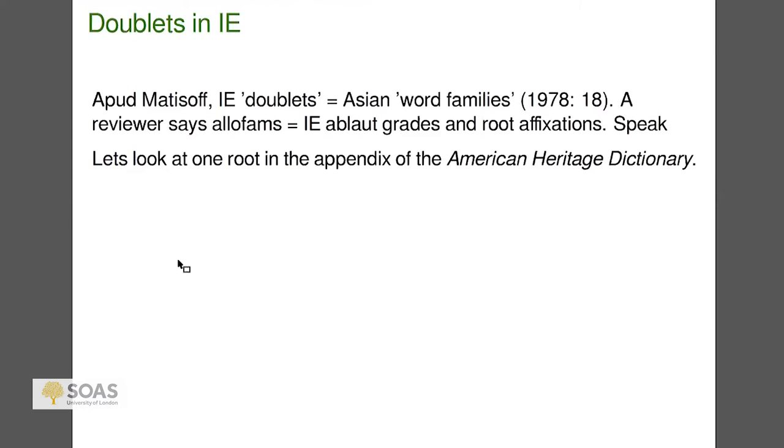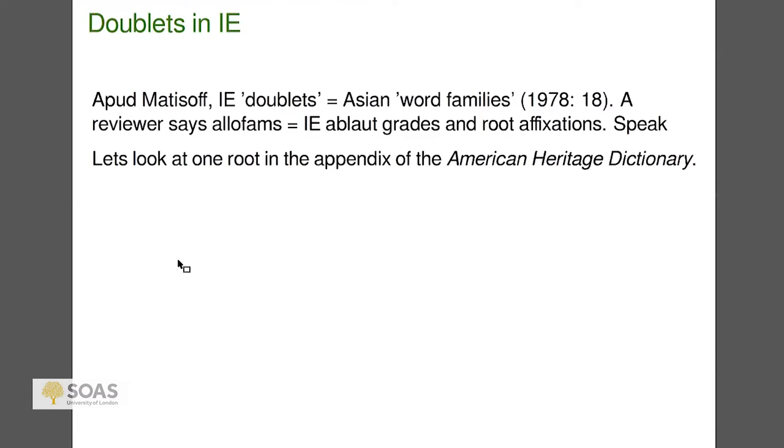What I will now look at is the closest thing to word families in Indo-European linguistics, which are called doublets, and they're something that Matisoff himself draws a comparison to. He says, my allophams are like the Indo-European doublets. So let's look at doublets. So this is what I just said, that Matisoff says doublets in Indo-European are what we mean by word families in Asia.